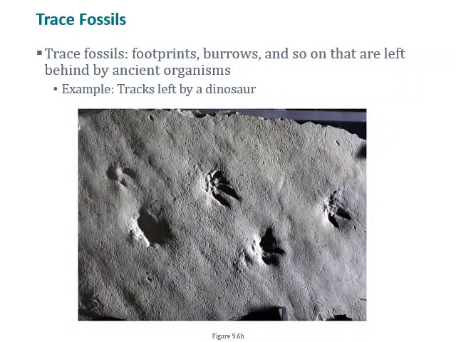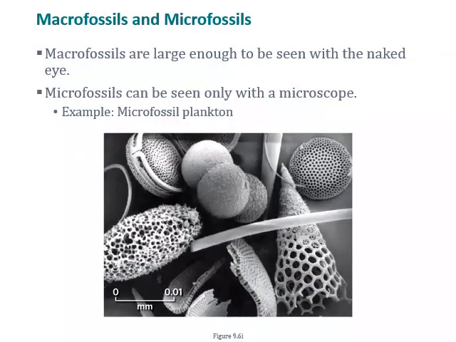Macrofossils are those fossils that are large enough to be seen with human eyes, whereas microfossils can only be seen with a microscope. And here we have a picture of microfossil plankton. Microfossils are often used in the oil and gas industry to identify units that are good source materials or reservoir materials for oil and gas hydrocarbons.